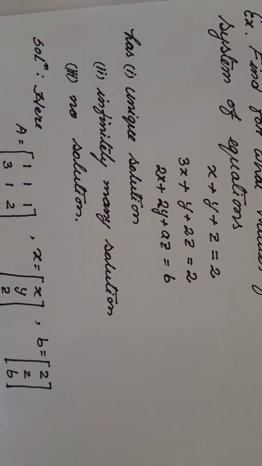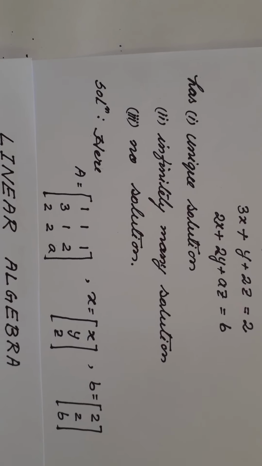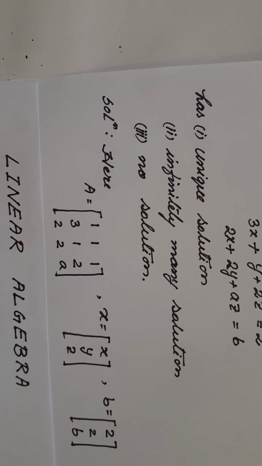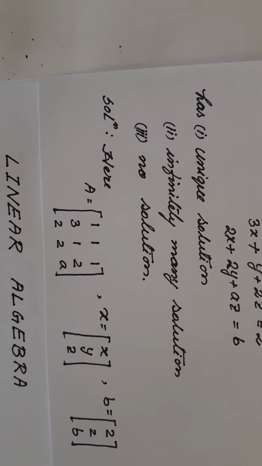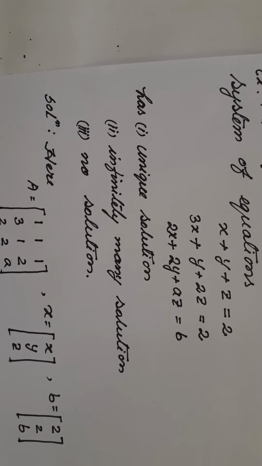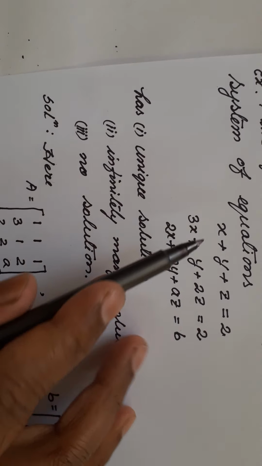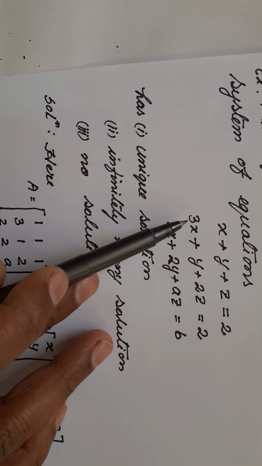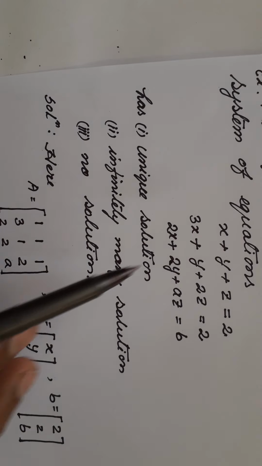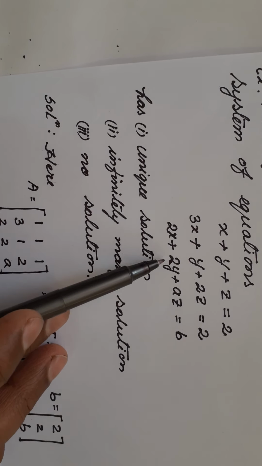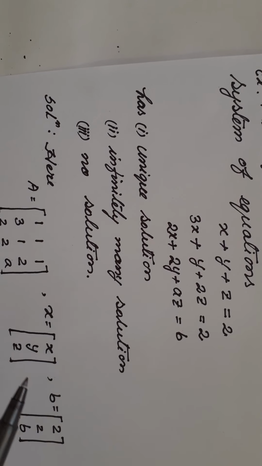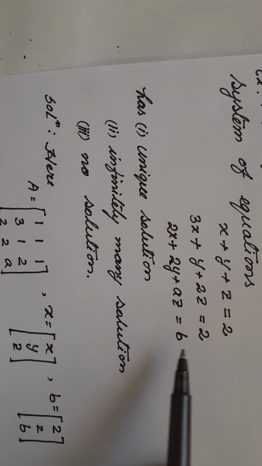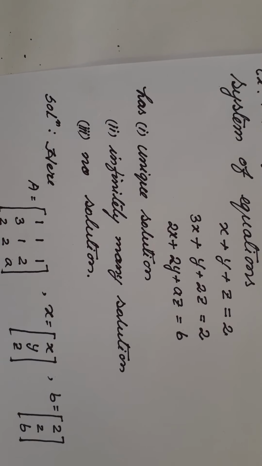We begin by writing the coefficient matrix. So here the coefficient matrix A is 1, 1, 1. Now look at the equations. The coefficients of x, y, z in the first equation are 1, 1, 1, so the first row is 1, 1, 1. The second equation has the coefficients 3, 1, 2, so the second row is 3, 1, 2. And the third equation has the coefficients 2, 2, a. So it is 2, 2, a. X is x, y, z and b is 2, 2, b, the right hand side entries of the equations.